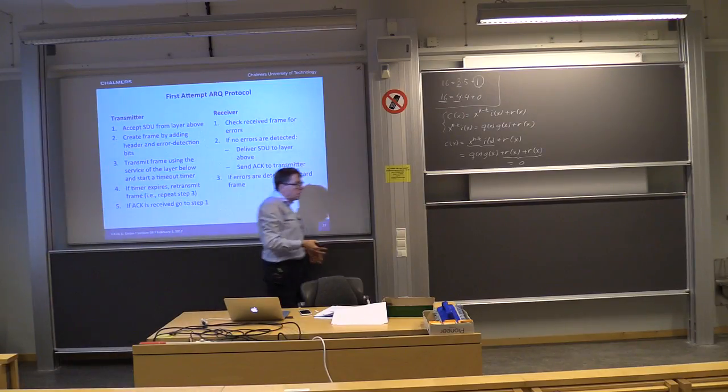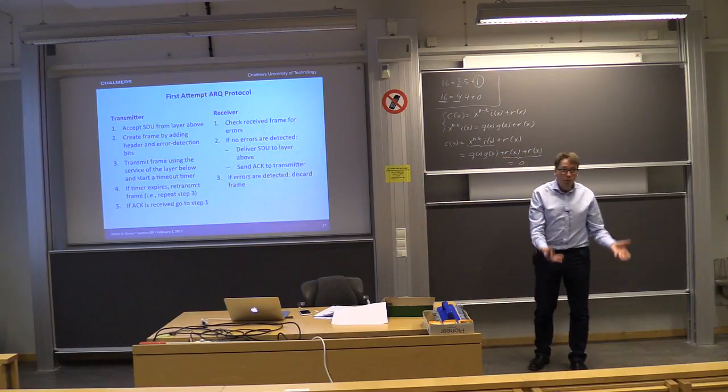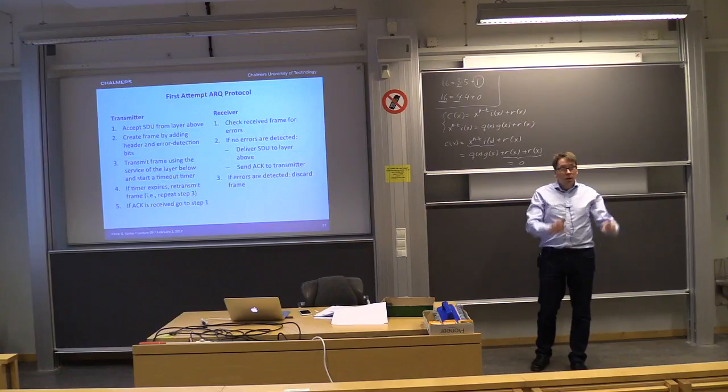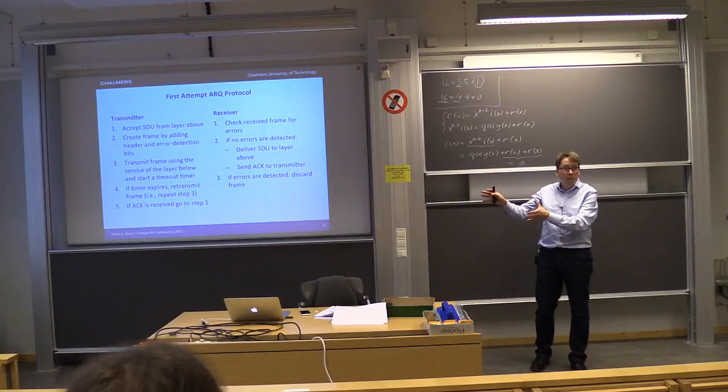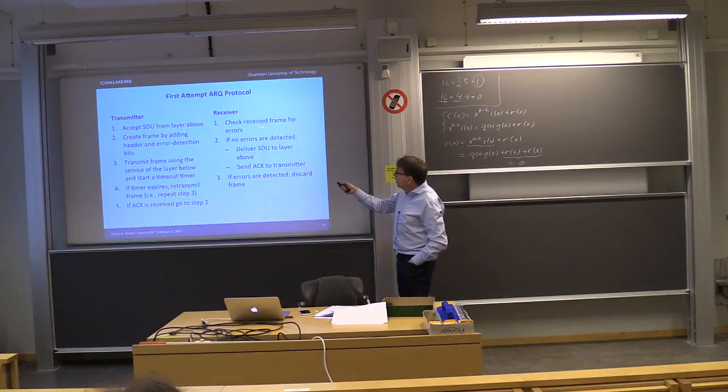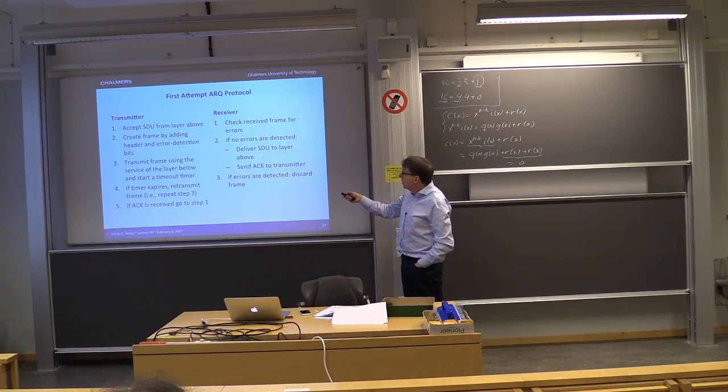Receiver, what do we do? The receiver will get data from the layer below it. It will check the frame's parity bits, check whether these parity bits are okay, so a CRC or internet checksum or so. If the data is good, or I think it's good, we deliver it up, and at the same time I transmit an acknowledgement packet back to the transmitter. Okay, so check for errors. If no errors are detected, deliver up in the protocol layer, and send an ACK.